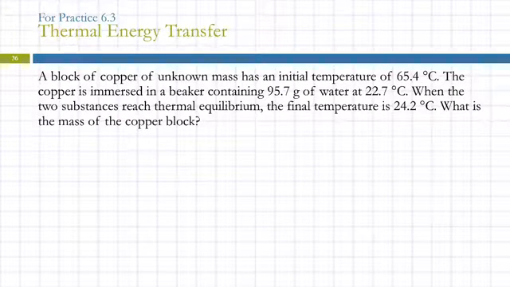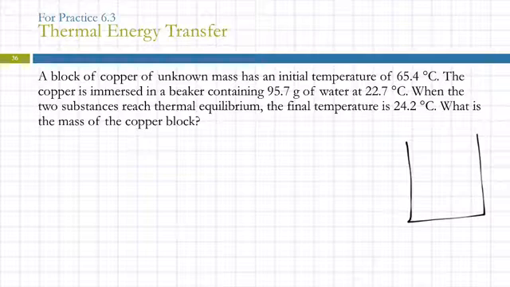Okay, so a block of copper of unknown mass has an initial temperature of 64.5 degrees Celsius. The copper is immersed in a beaker containing 95.7 grams of water at 22.7 degrees Celsius. When the two substances reach thermal equilibrium, the final temperature is 24.2 degrees Celsius. What is the mass of the copper block? We'll ignore the fact that there's a much easier way to find the mass of the copper block. Stick it in a balance.